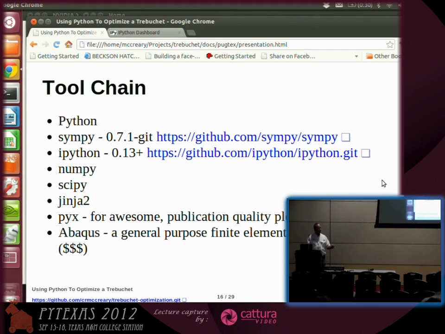Anybody use PyX for data plotting? Anybody even heard of it? Okay. Have you ever seen those really nice plots in your scientific journals? You can do it straight in with Python. I mean, it's similar to Matplotlib, but easier. And I use this general purpose finite element analysis program. It's my bread and butter. It's called Abaqus. I actually learned how to use it here at A&M way back when.